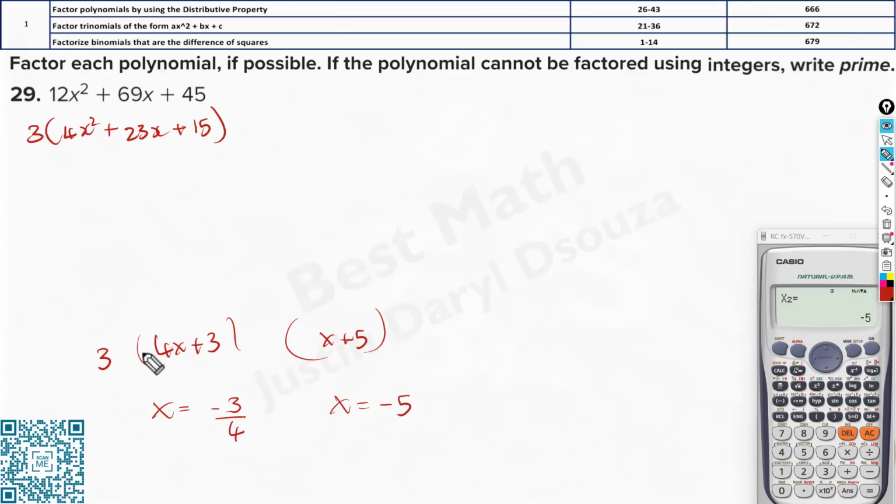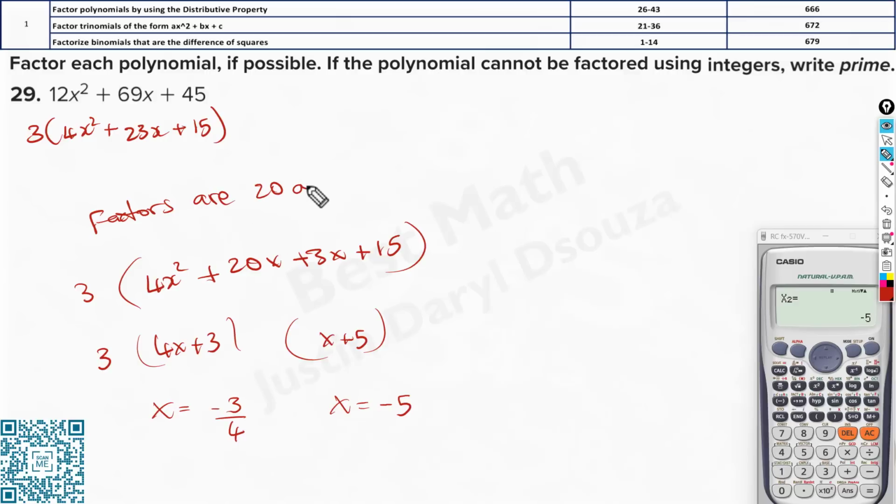And this 3 is to be multiplied. Now, what happens here? We have to multiply 4 times x. That will be 4x squared plus 4 times 5 is 20x plus 3x plus 5 times 3 is 15. This all will be multiplied by 3. Now here we came to know the factors. The factors are 20 and 3. Both are positive. So here 4 times 15 would be 60, isn't it? So 60 here. And then over here we have 23. So it will be 20 and 3, positive, positive. So that will be the solution.